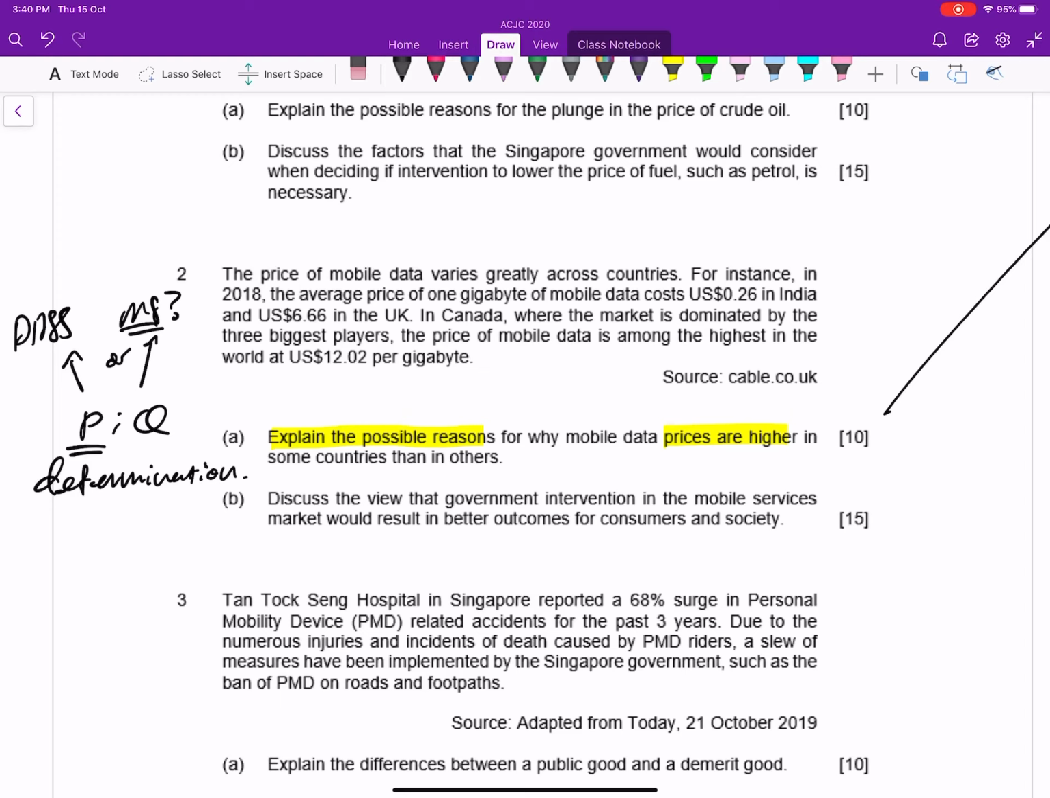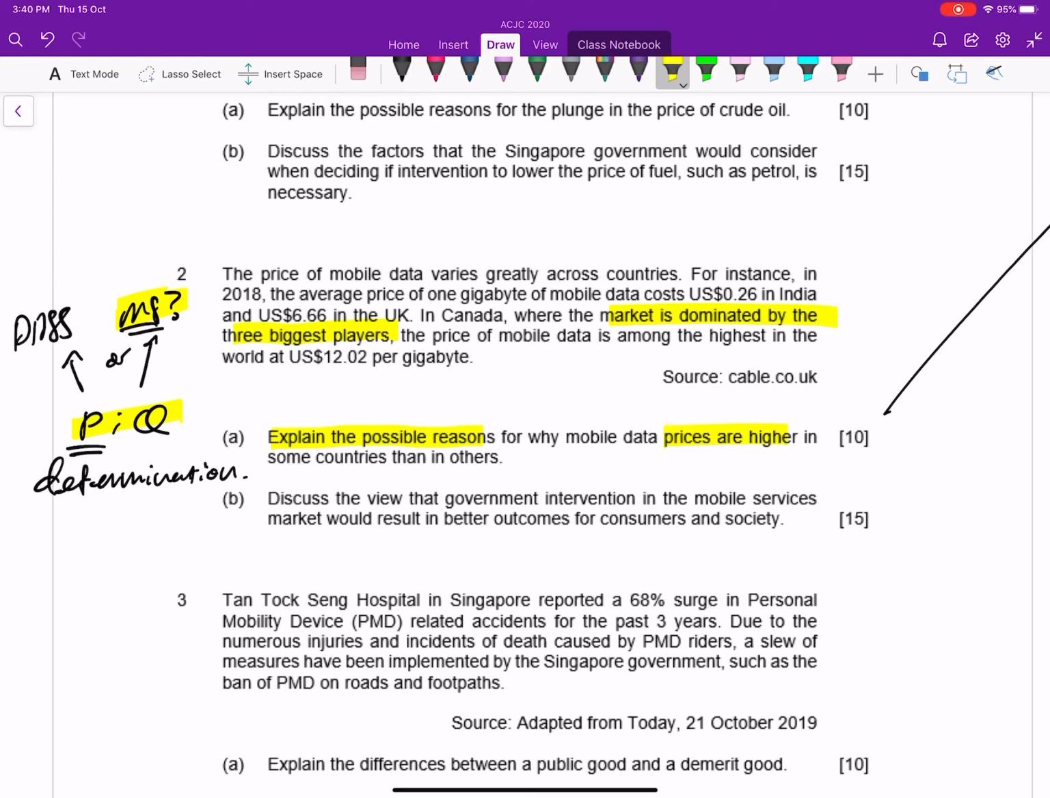How you tell is by looking at the preamble. So you see what evidence or what data they give you, or what information they give you. In the preamble here, it says the market is dominated by three biggest players. So what kind of market is this? It's actually an oligopoly. And that's how we know that we are likely to belong to a market structure type of question to determine P and Q. So it is price and quantity determination using a price setter's analysis.